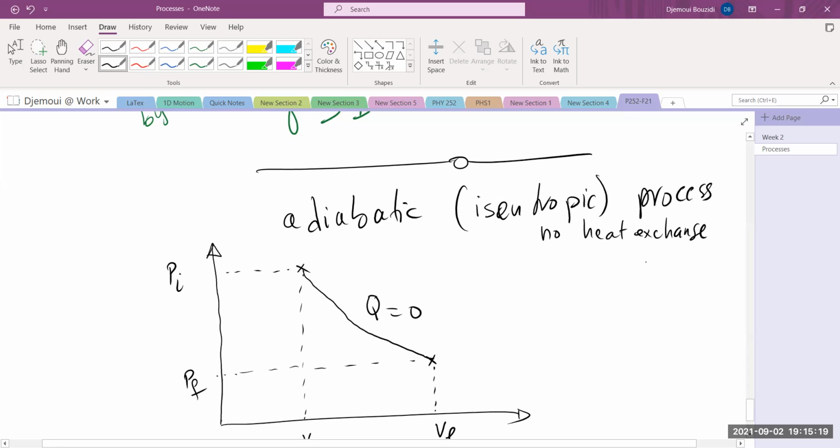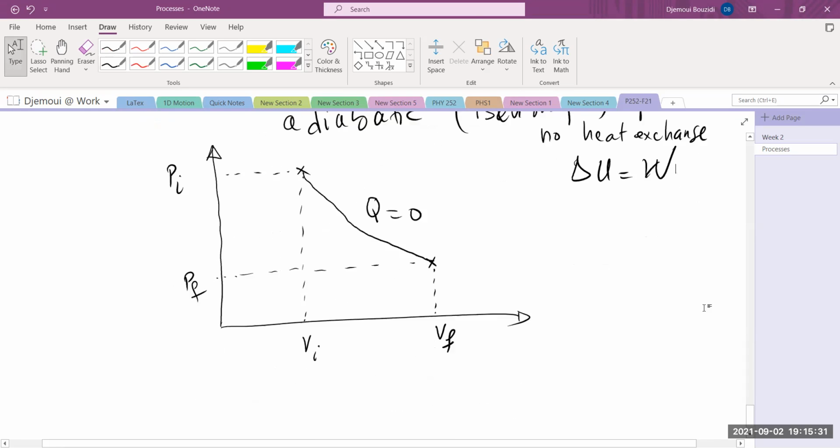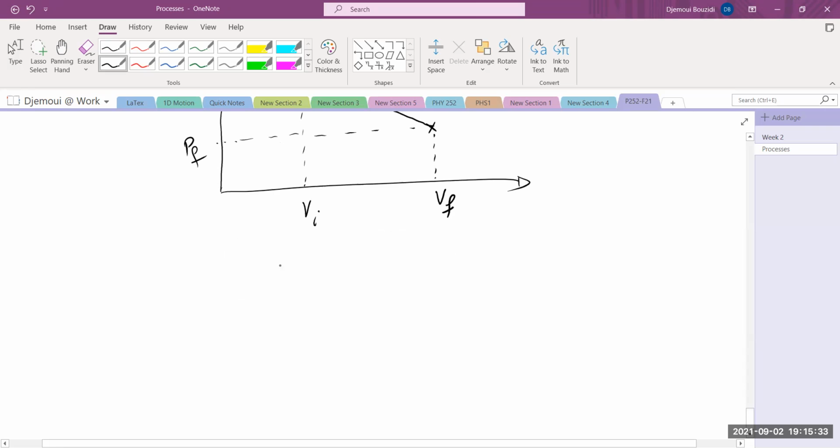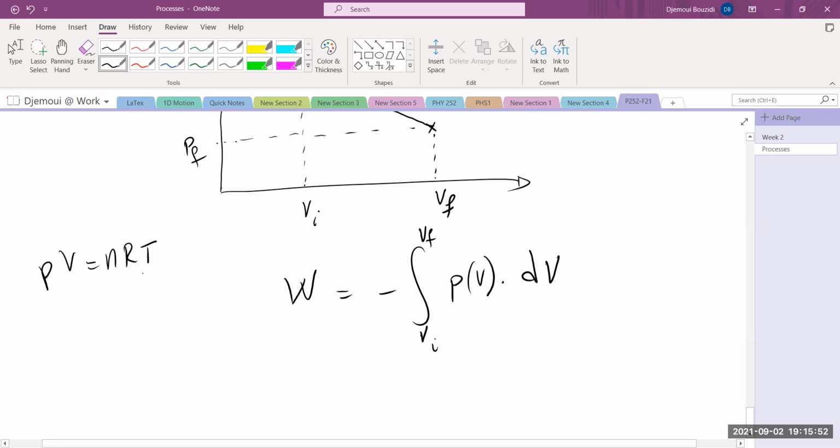Now we need to find W. Once we find W, we know what delta U is. Delta U is simply equal to W. Well, we know what W is. W is just the integral of PdV from the initial volume Vi to the final volume Vf of this function that I need to find, dV. But I don't know what P is equal to in this case. I know PV equals nRT, but you have to be careful with this expression.